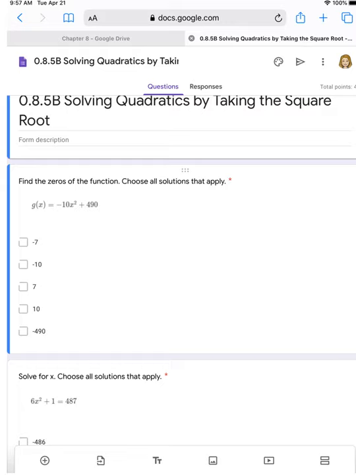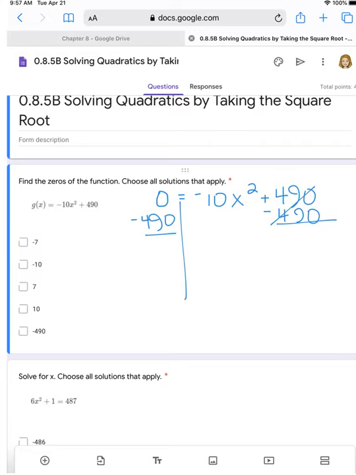They want us to find all the zeros here, so we're going to make the function equal 0, and then we will solve it by undoing. So I would start with getting rid of the addition with subtraction. And then we have to get rid of the times -10 with division. So we end up with 49 equals x squared.